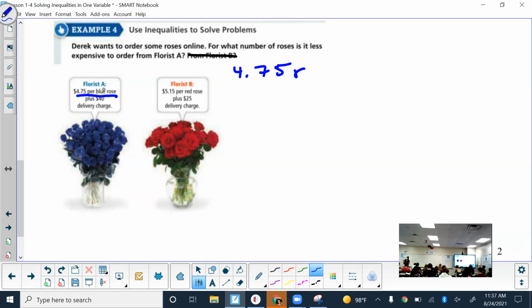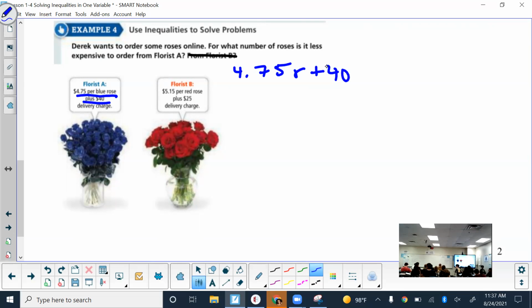But then we have that plus 40 delivery fee. So how do I write that? The plus 40. The addition sign and then 40, right? That was a little too easy for me. It was plus 40.